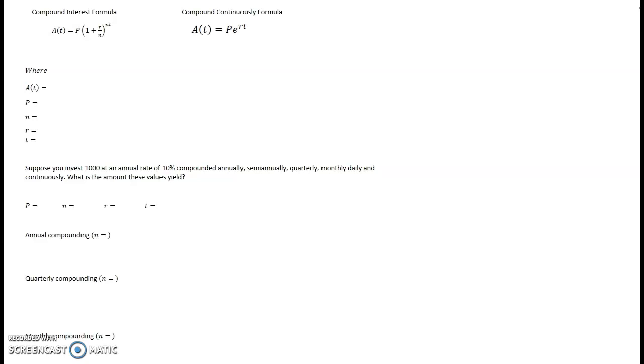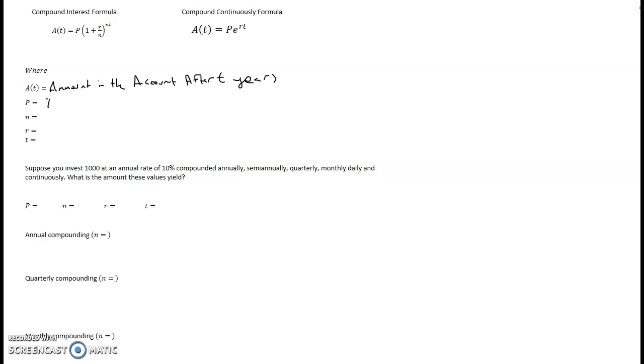Okay, last video we're gonna take a look at some compound interest formulas. So it says compound interest. This is if we're compounding a certain number of times. This is going to be if we're compounding continuously. So first thing we want to note is A of t is the amount in the account after t years.